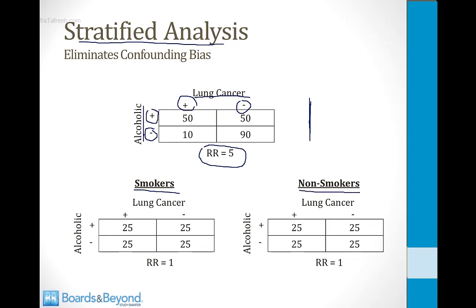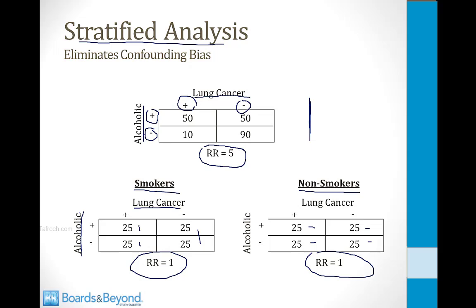So among the smokers, lung cancer is on the top again and alcoholism is on the right, and we've got an equal distribution of positive and negative cases, and the relative risk comes out to be 1 when we look at the smokers by themselves. When we look at the non-smokers by themselves over here, we also get an even distribution of positive and negative alcoholism among cancer cases, and we also get a relative risk of 1.